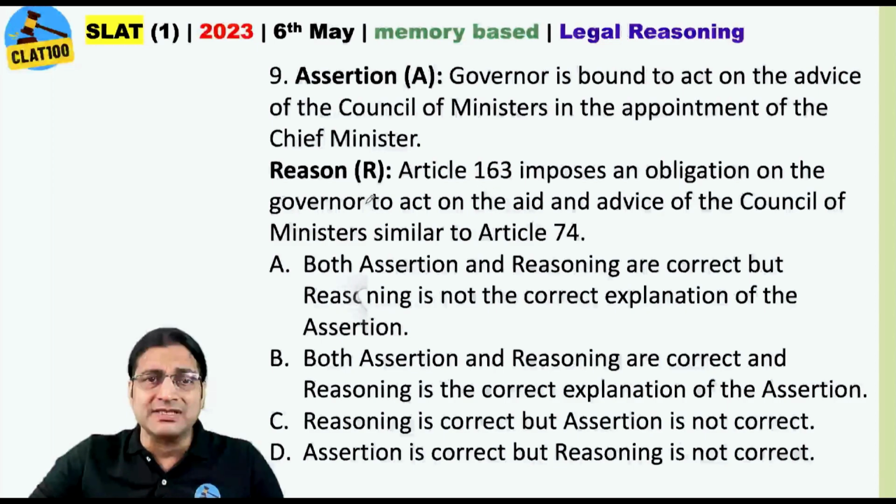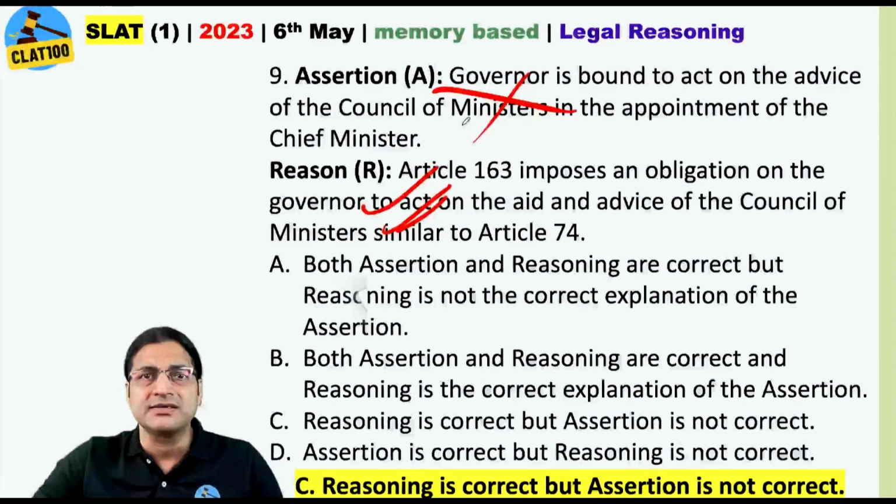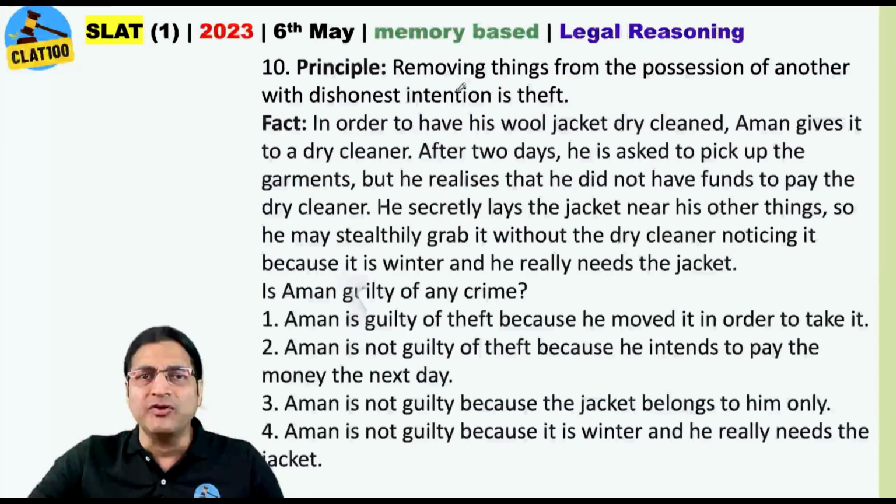So, of course, this is absolutely alright. This is incorrect, and hence your answer is option C. Reasoning is correct, but assertion is not correct. How many of you got it right? Alright. Removing things from the possession of another with dishonest intention is theft.